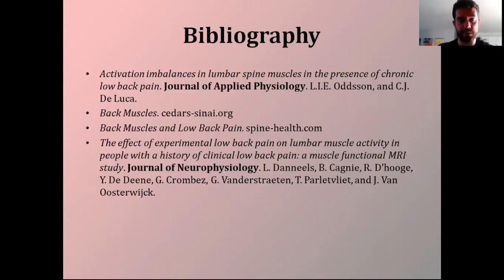So I actually have two articles that are on here in the bibliography. The first one is the activation imbalances in lumbar spine muscles in the presence of chronic low back pain. This is what we talked a little bit about, how when some muscles turn off, others are overworking, and it leads to continued injury. That's a really great article if you want to check that out. The second, down at the bottom, is the effect of experimental low back pain on lumbar muscle activity in people with a history of clinical low back pain, a muscle functional MRI study.